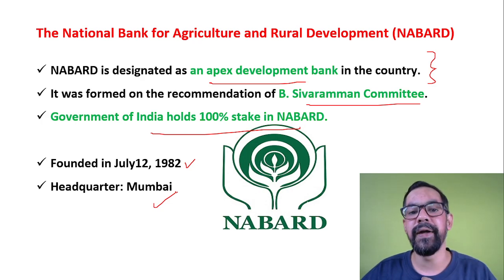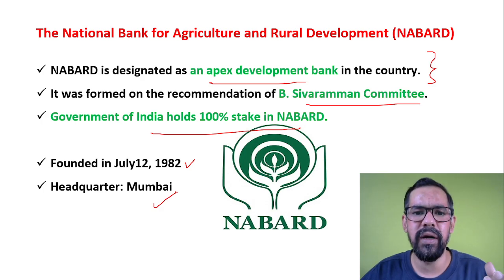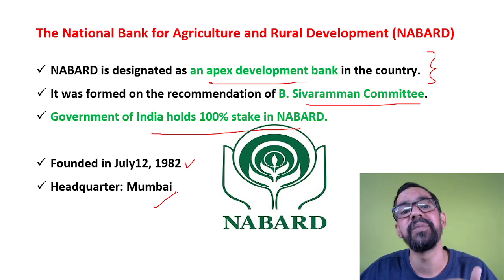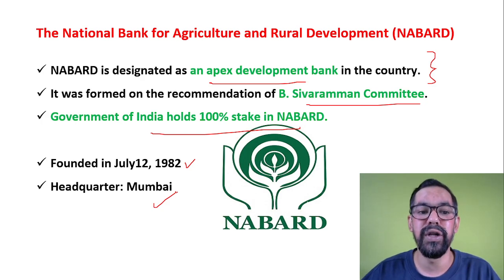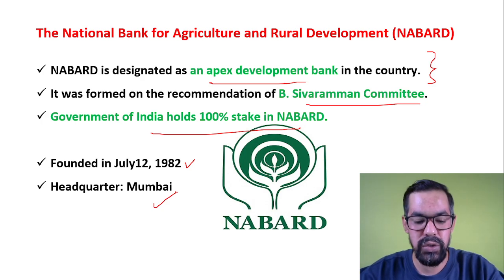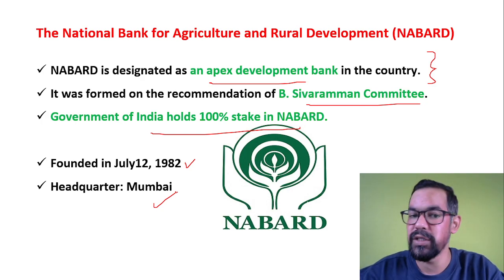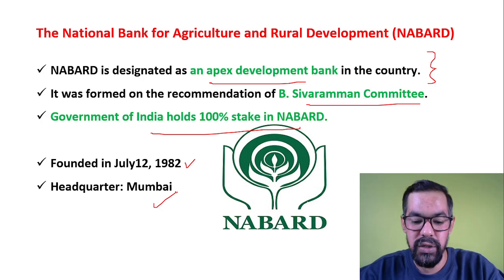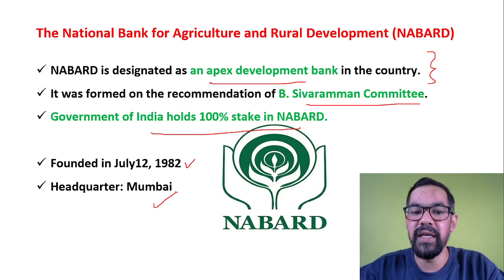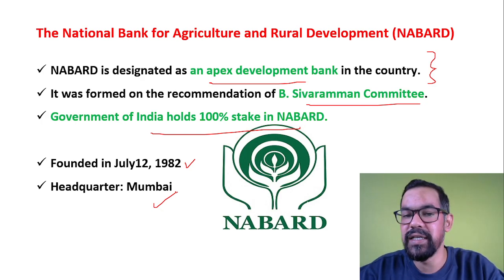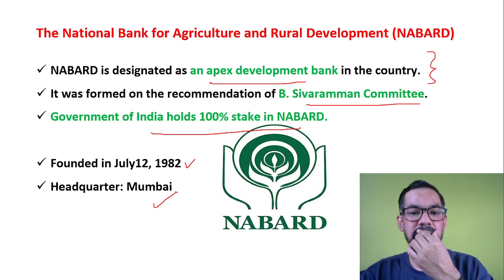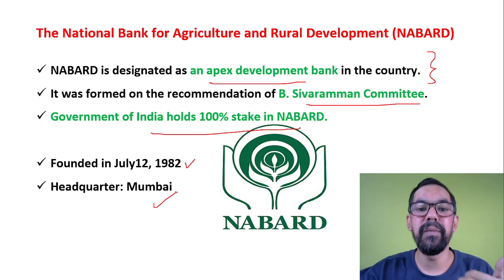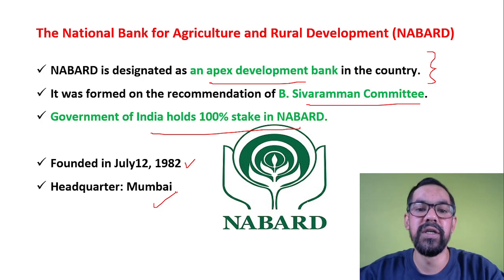Ensuring proper credit in rural and agriculture areas is the primary objective of this institution. So the apex development bank is NABARD, National Bank for Agriculture and Rural Development, and the key focus area is agriculture and rural development. We did a video on NABARD and PSL where we discussed this institution in detail as well.